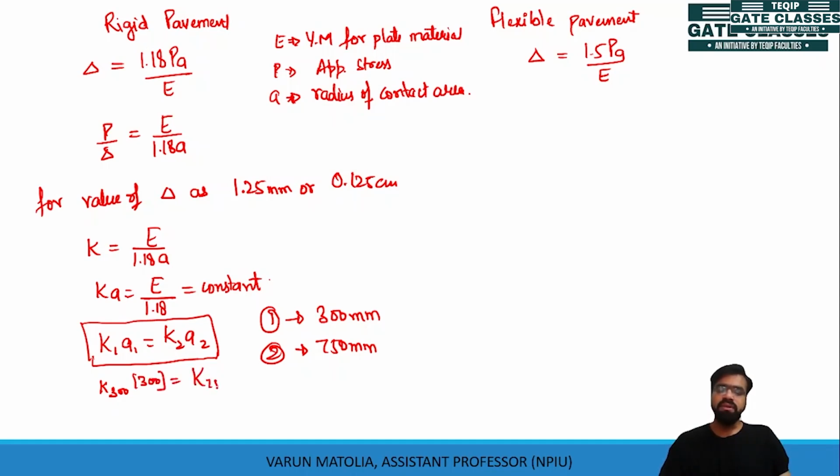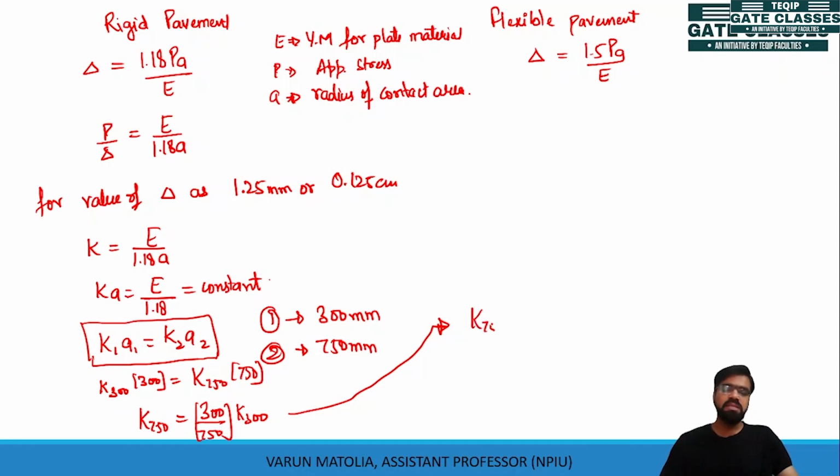A2 is your 750 mm. What we want? We want this 750 mm value. K 750 is equal to 300 by 750 multiplied by K 300. So from here we get a relationship as K 750 is equal to 0.4 times K 300.